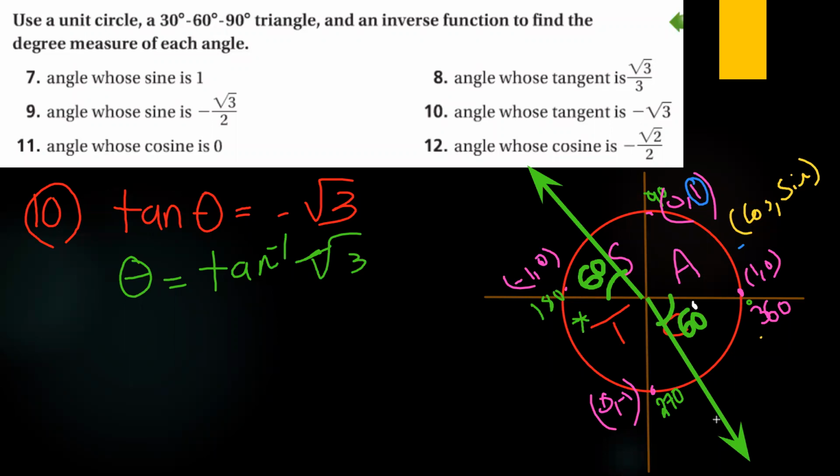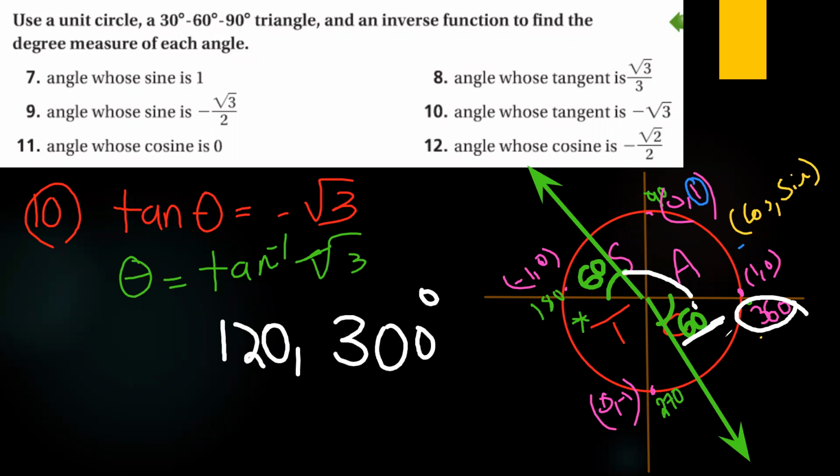Now let's find the measure of the angles. Here we have 60, here we have 180. So it will be 180 minus 60, or 90 plus 30, in order to find that the first angle is 120. Now for the second one, we have to subtract 360 minus 60 in order to find the second angle, which is 300 degrees. So the two angles whose tan is negative square root of 3 are 120 and 300.